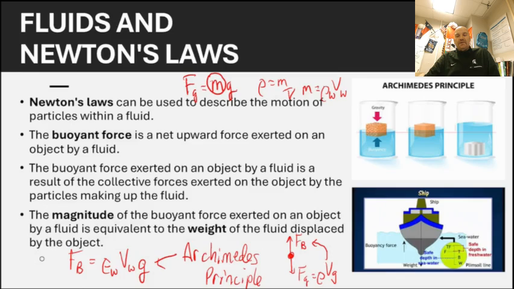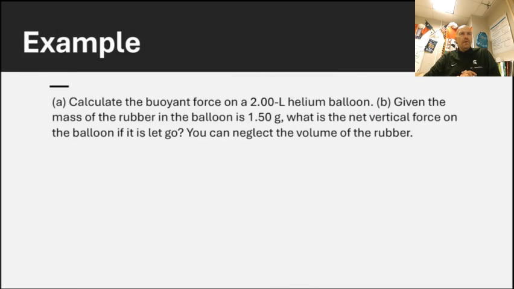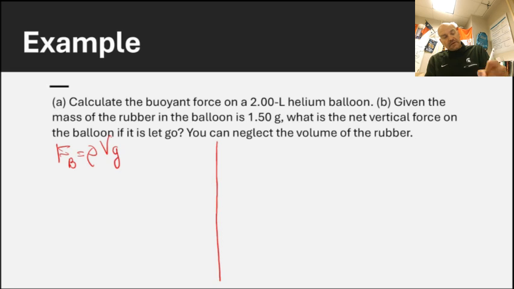All right, so let's look at an example problem. A, calculate the buoyant force on a 2-liter helium balloon. And B, given the mass of the rubber in the balloon is 1.50 kilograms, what is the net vertical force on the balloon if it is let go? So what we need to do is first find the buoyant force. So FB equals rho Vg. Sorry, I can't read my handwriting here.